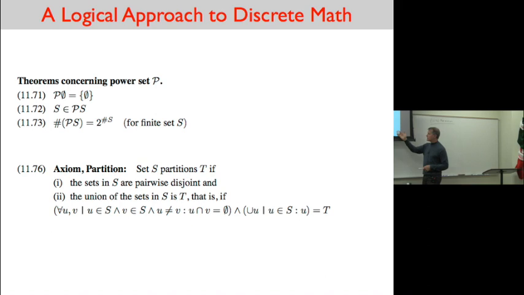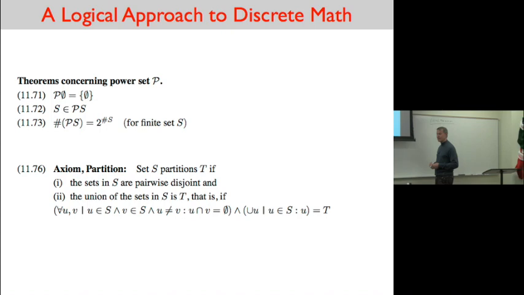Number one, the sets in S are pairwise disjoint. What the heck does that mean? And part two, the union of the sets in S is T. Before we look at all of this, let me give you an example so that we'll be equipped to understand what this means. S is a set of sets, then? Yes, it is.